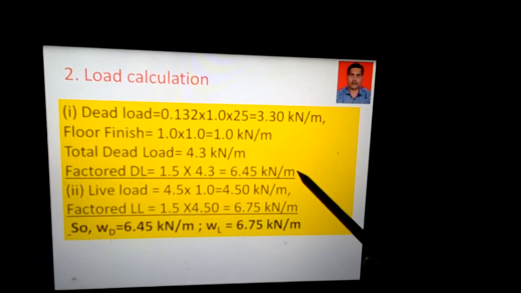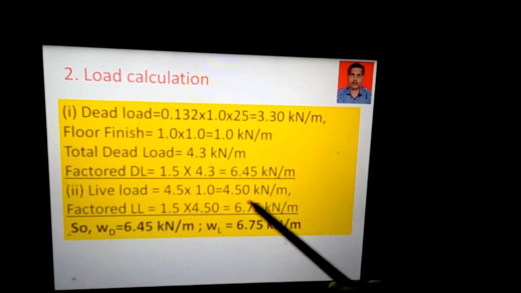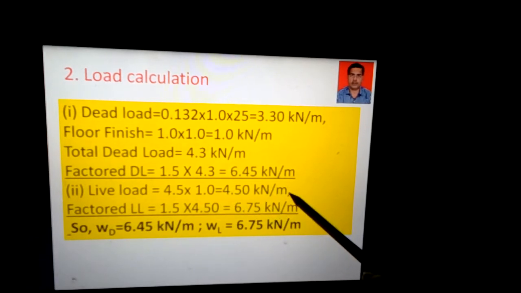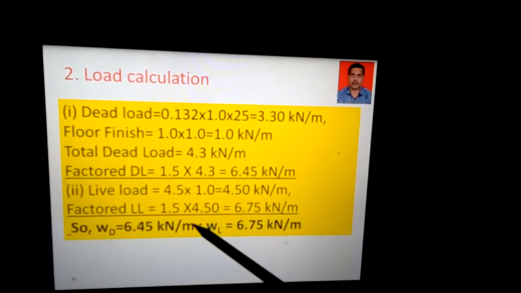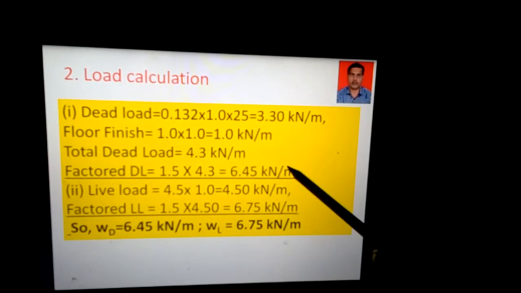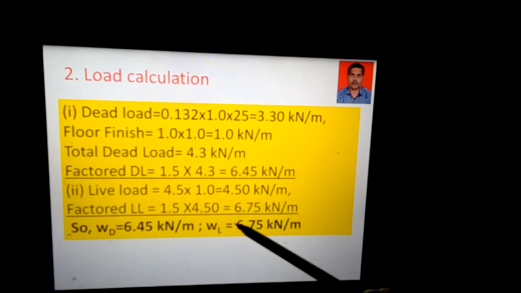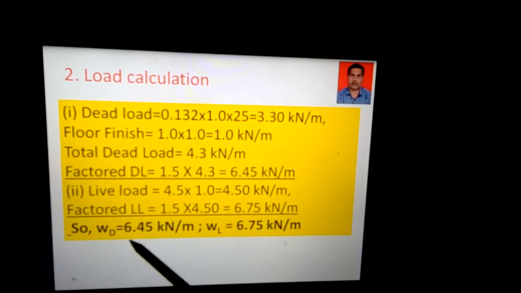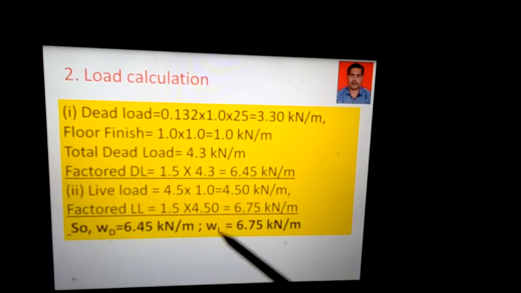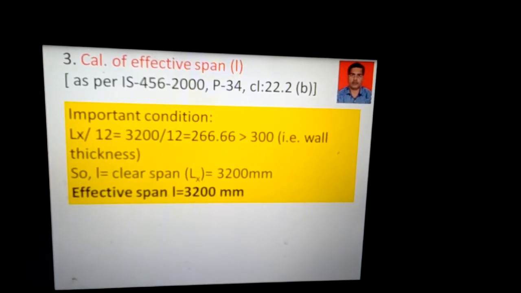So this is the total dead load per meter run, and then the live load given 4.5 into 1, that is 4.50 kilonewton per meter, and then factored live load, so 4.5 is multiplied with 1.5, the partial safety factor for load, is 6.75 kilonewton per meter. So we have now the total UDL, uniformly distributed load per meter run: W dead load 6.45 kilonewton per meter and W live load 6.75 kilonewton per meter. With these two loads we have to now calculate the bending moment, but before that we have to calculate the effective span.